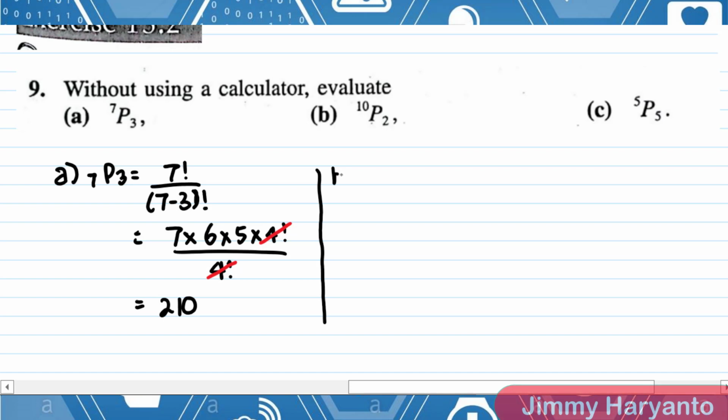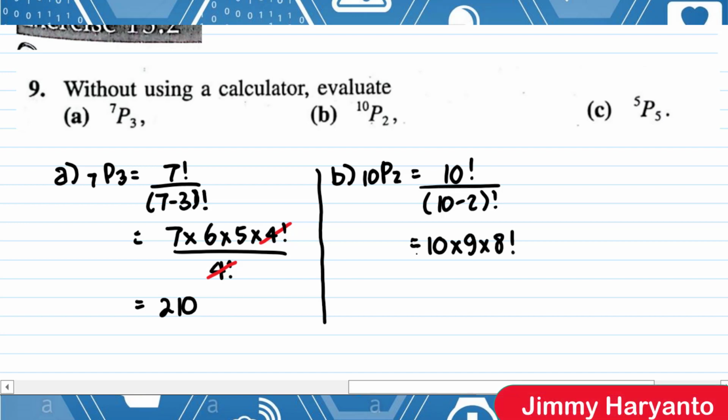Next is B. For B, we have 10P2. 10P2 is 10 factorial over (10 minus 2) factorial, which is 8 factorial. So we break down the 10 factorial until we get 8 factorial, and then we can cross out the 8 factorial. So you will have 90 as the result.